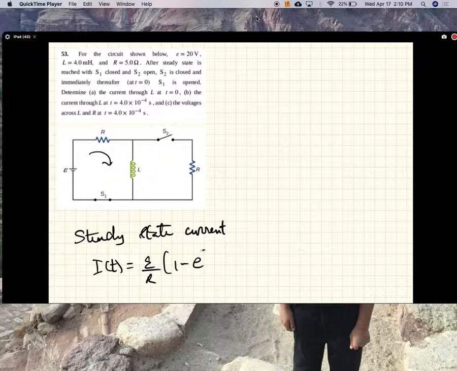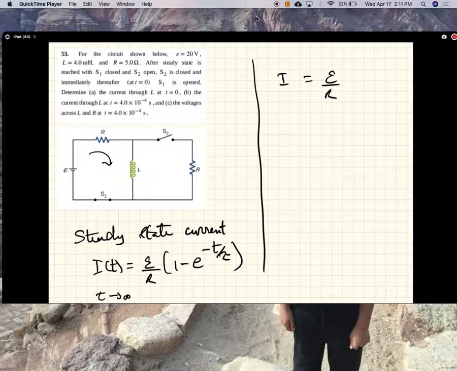1 minus e to the power of minus t over tau, and this is the t equal to infinity current. Okay, so I is E over R, which is 20 volts divided by 5 ohms, 4 amps. That's the steady state current. So the current through L is 4 amps, that's part A.